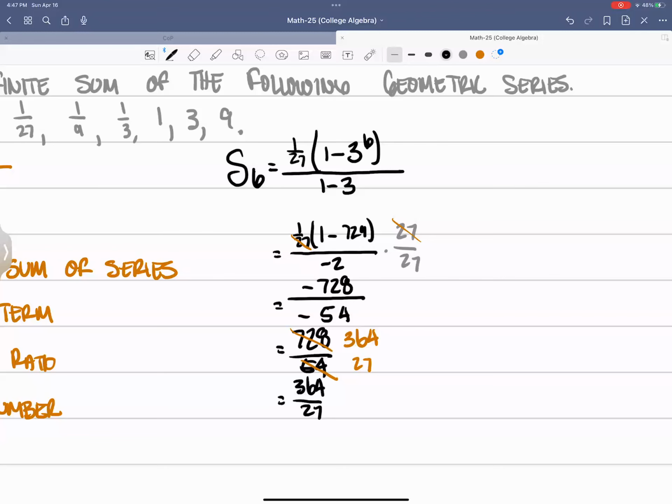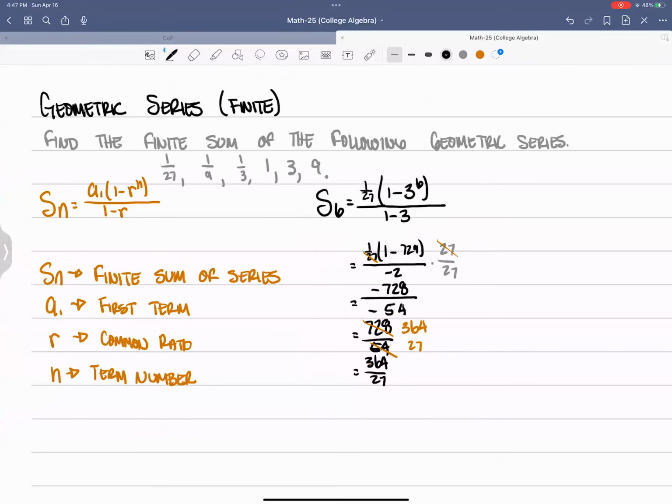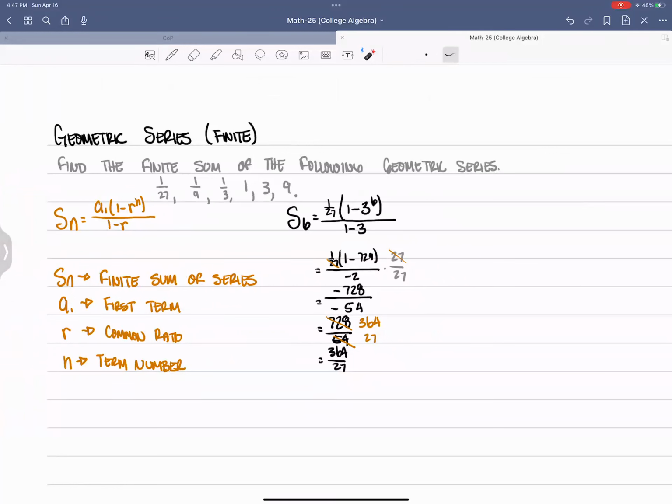And that's it. We didn't have to do as crazy of things as in a previous video, but still a little crazy. This ends up being the sum if we were to add each of those values together to get that geometric series. That's it. If you happen to have any questions, please feel free to ask. Otherwise, bye.